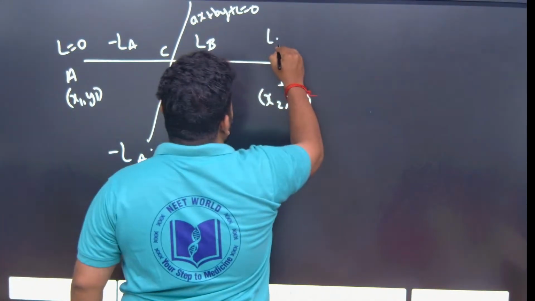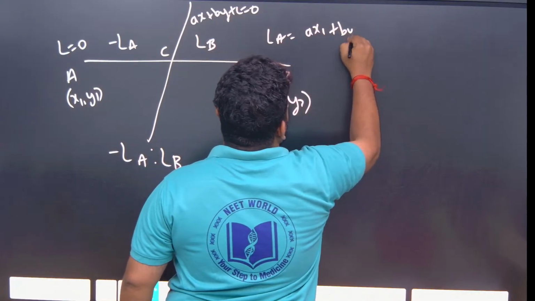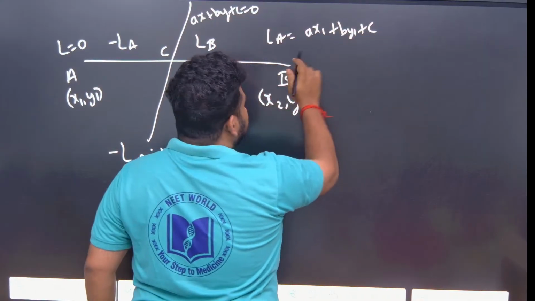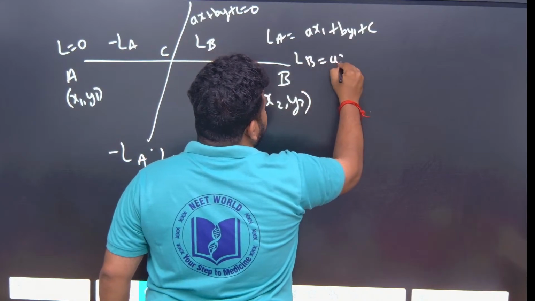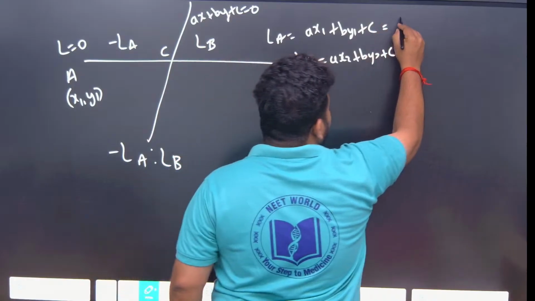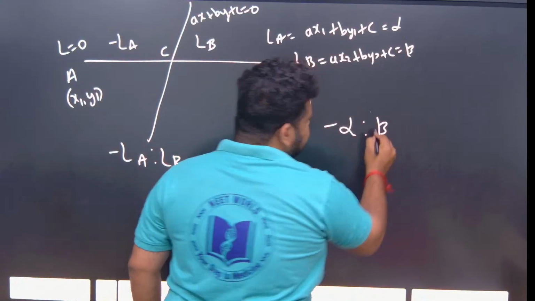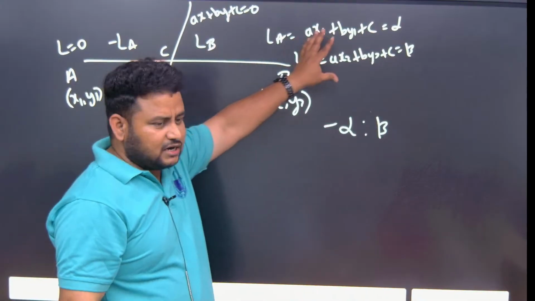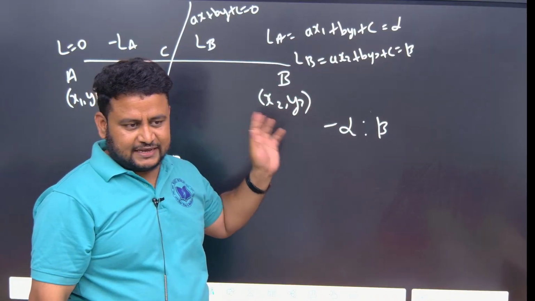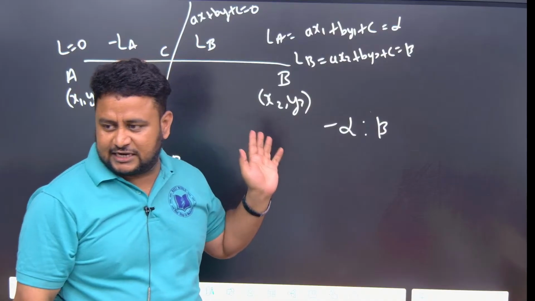So see here, suppose AX plus BY plus C. LA, what I should do? This will become A into x1 plus B into y1 plus C, that's all. Then LB means A into x2 plus B into y2 plus C. You will get some numerical value, let this be alpha, let this be beta. So it will divide in the ratio minus alpha is to beta, that's all. You will not write equal to 0. You will get a numerical value, m is to n, like 2 is to 1, 3 is to 1, minus 2 is to something.